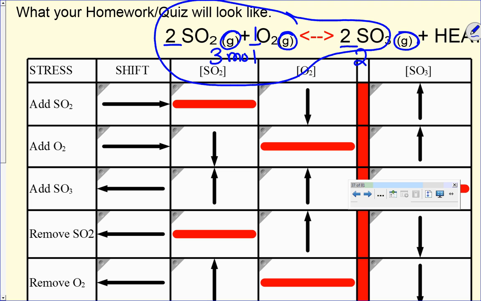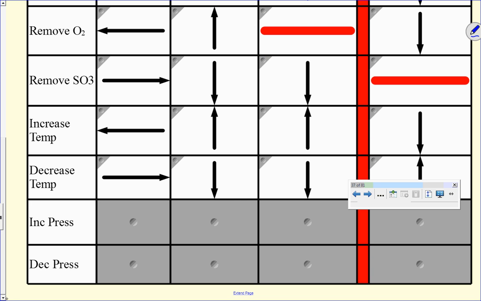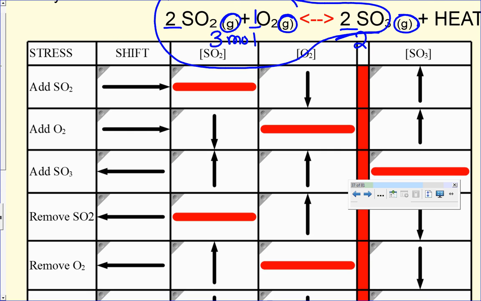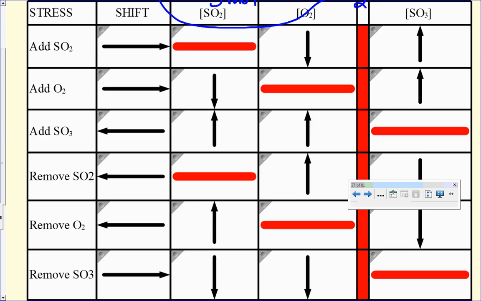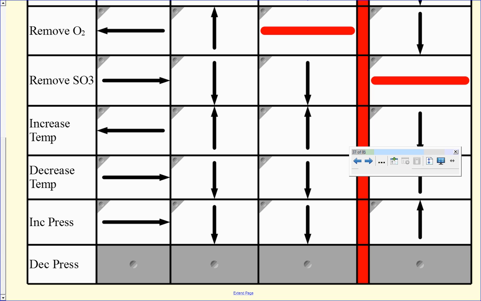So as I increase pressure, I need to shift toward the side that has fewer moles of gas so that things are kind of like crunched together a little bit. So this side over here where the SO3 is my crunched together side. So if I increase my pressure, I'm going to cause a shift to the right. Since I'm shifting to the right, I'm favoring the production of SO3. I'm going to get more SO3 by using up SO2 and O2.